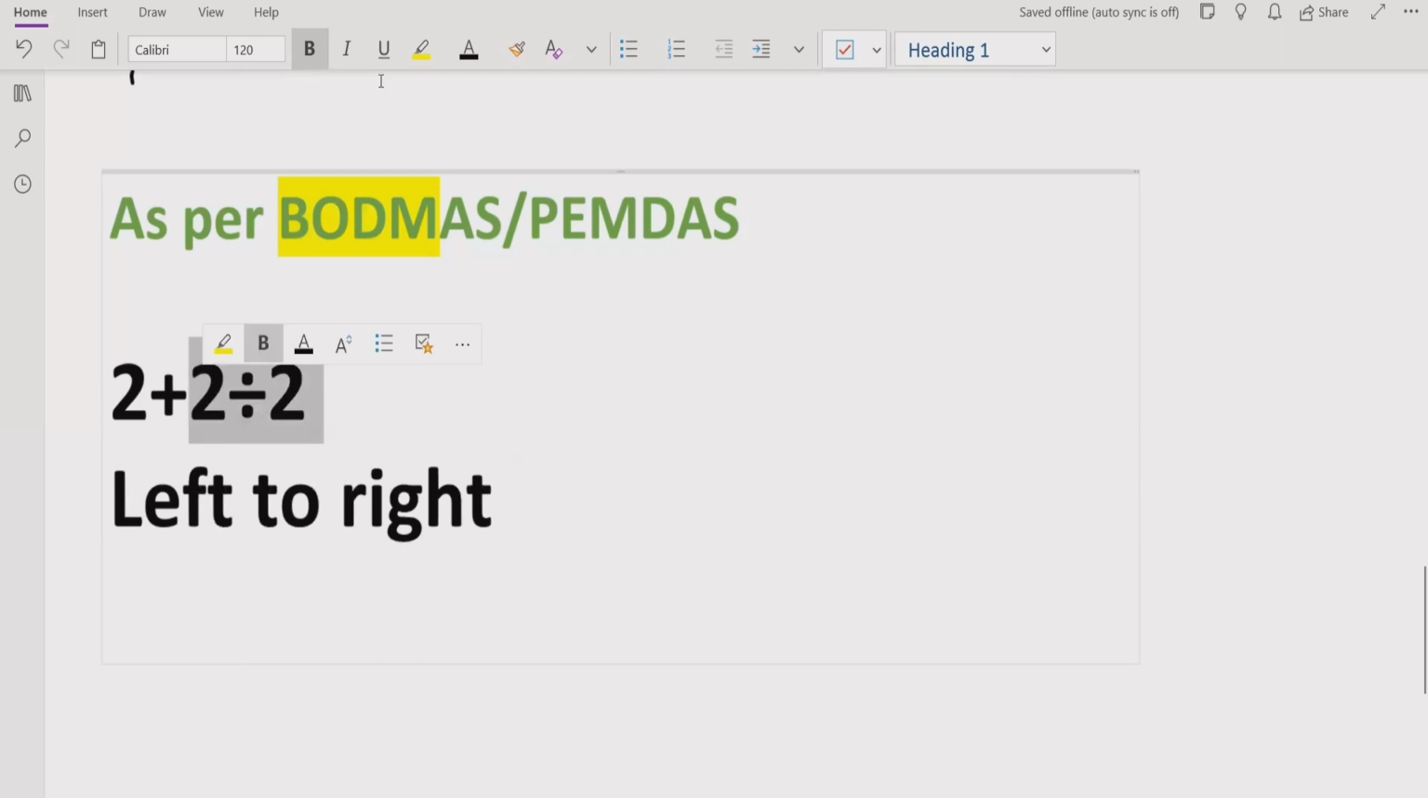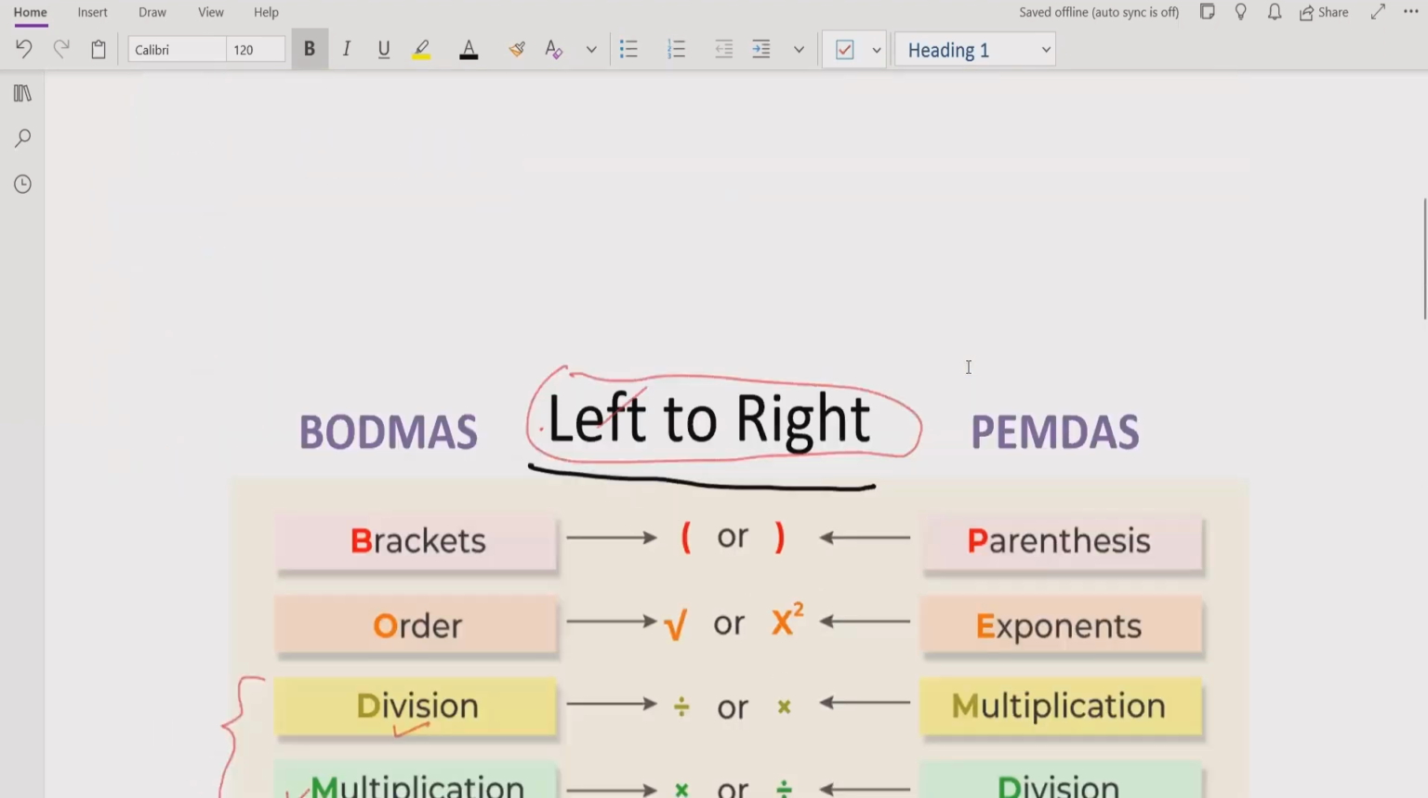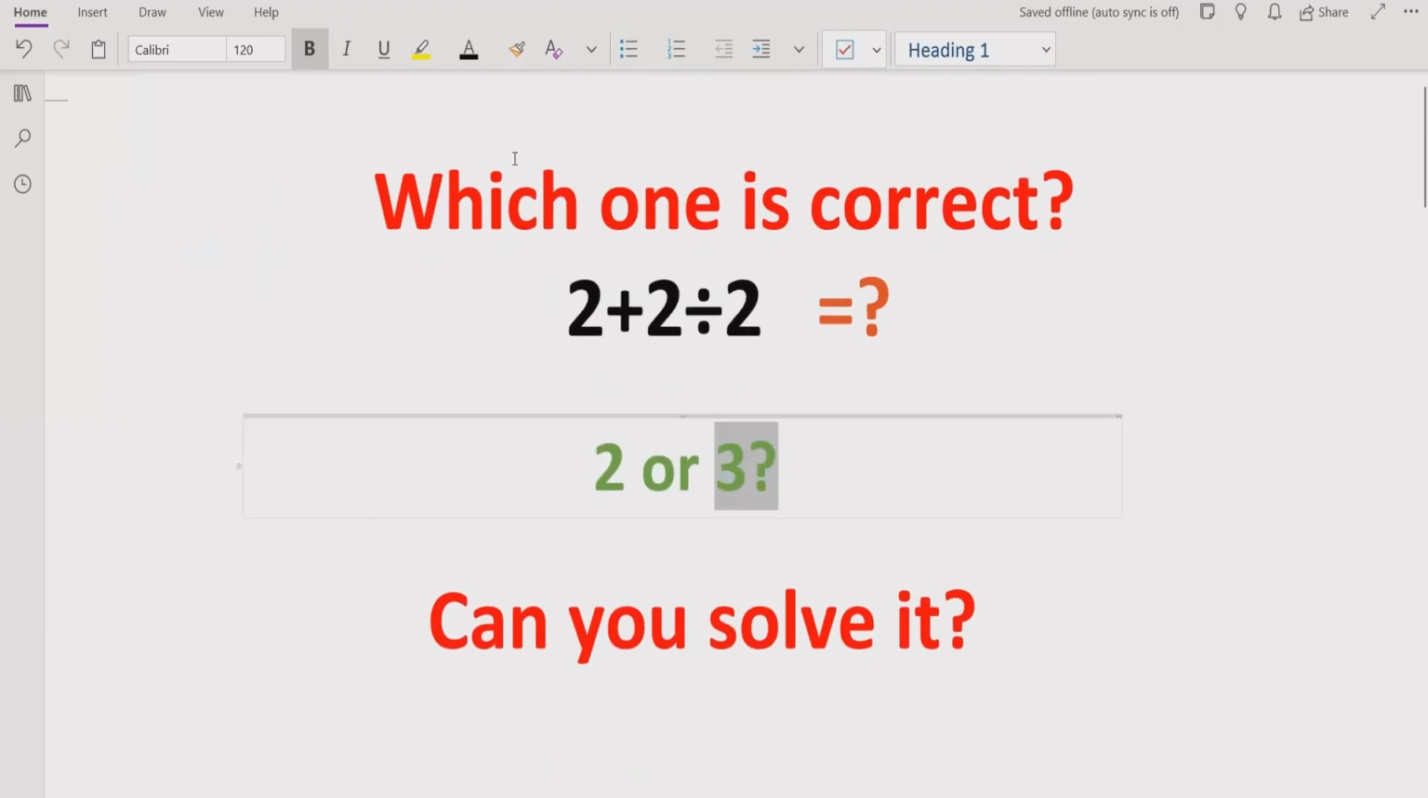As per the rule, you have the division sign, and you have to solve the division first. You cannot solve this addition first. You have to solve the division first. So here we say 2 divided by 2 is 1, and after solving this part, we get 2 plus 1, which is 3. This is the correct answer. I hope you understand how you can solve this easy expression and get the correct result. So the answer of this expression is 3.